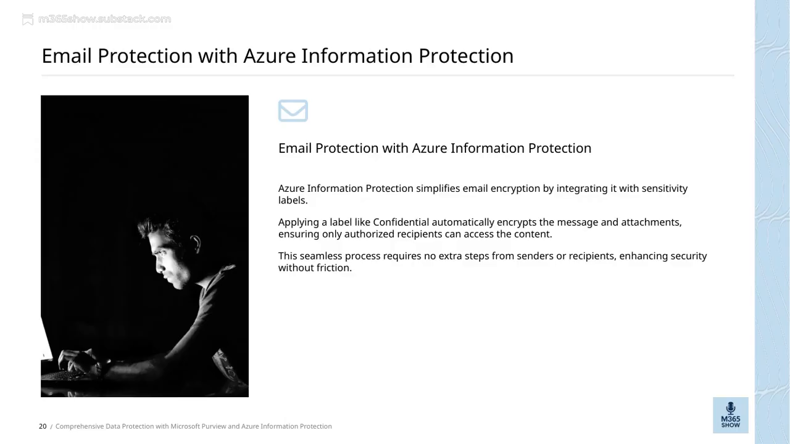What's really great is that this process is seamless. There's no need for extra steps or complicated procedures for either the sender or the recipient. It helps us improve security while keeping things straightforward and frictionless. Overall, this integration is a powerful way to protect sensitive information in email communications, aligning perfectly with our goal of comprehensive data security across the organization.